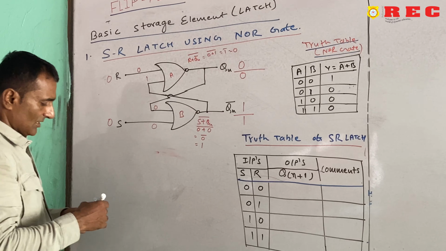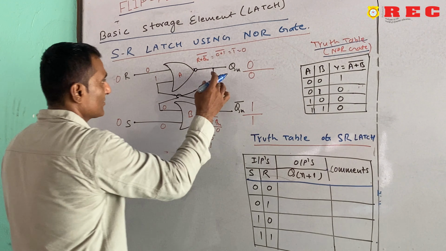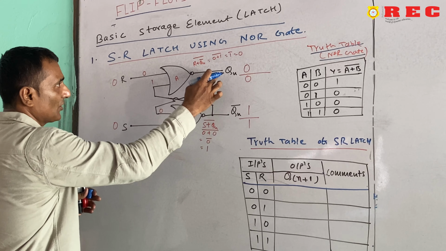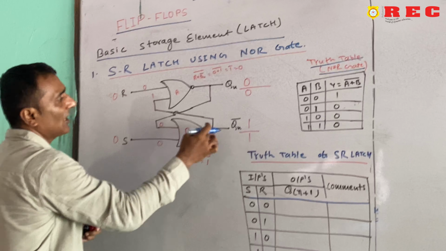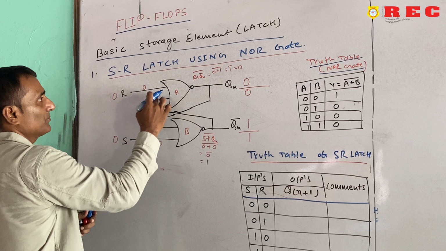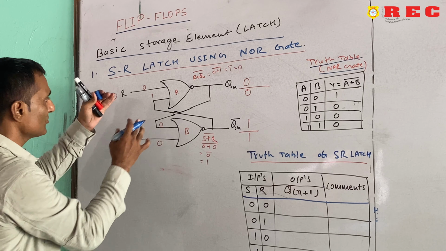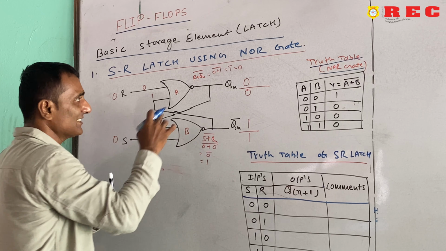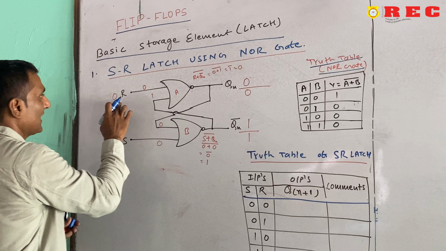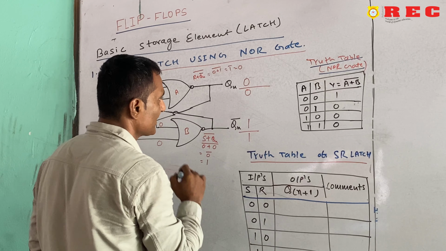Now, see what is happening. This is the latch. The output of A comes to the input of B and the output of B goes to the input of A. So, this process is known as the latch, and in the latch there are no signals, no clock pulse we have used. We are just seeing here what is happening if R is 0 and S is 0. This is the first case.